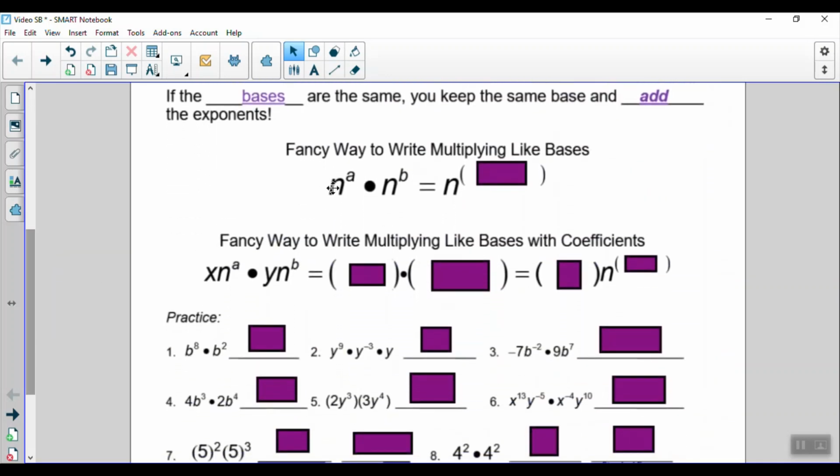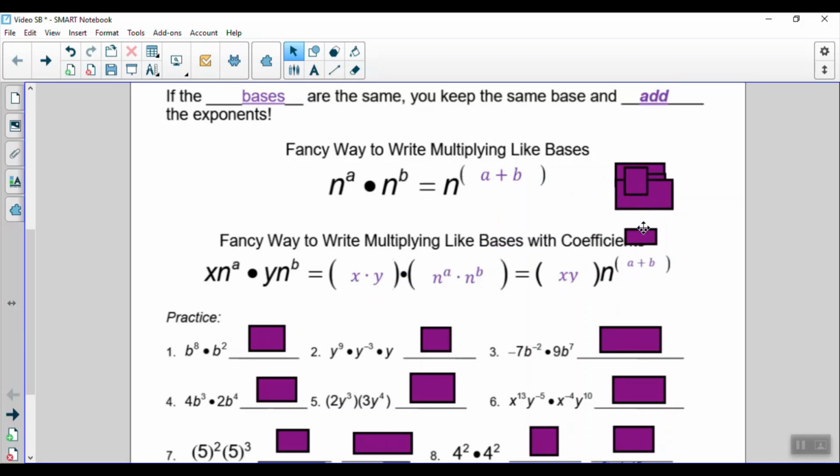Before we do our practice, actually, we're going to write it in a fancy way. n to the a power times n to the b power is the same thing as n to the a plus b. It's just showing you we're adding those exponents. If we have coefficients on our variables, numbers in front of the x or the y, you would multiply those first. Like if this was a 3 and that was a 2, then we'd multiply and we would get 6. x times y is first. And then n to the a times n to the b is still going to be adding our exponents. If this is confusing, don't worry about it too much. We're going to do some examples down here, and hopefully it'll make more sense once you see some practice problems.